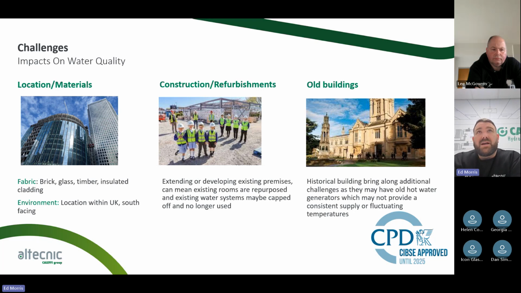So, the locations and the materials of the buildings, as we see more and more construction going across now, the makeup of buildings is vastly changing. Everyone likes these big glass buildings now. Obviously those come with their own challenges when it comes to controlling temperatures, and those temperatures obviously relate to the water systems as well. But generally, we build with brick, we've got glass, we've got timber, insulated cladding, all types of different materials that we use to build buildings nowadays. All of those have an implication on how the water systems work.